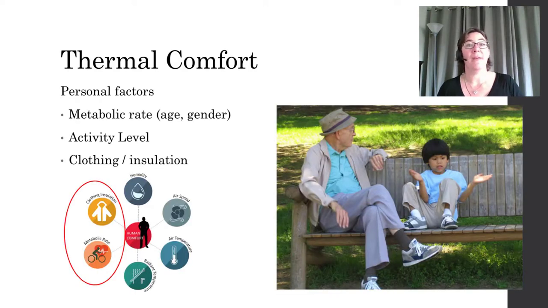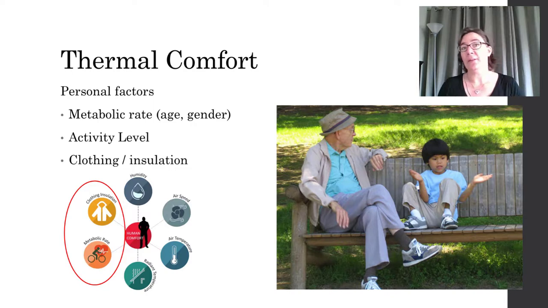So first, personal factors. These are things that are individual to your building occupants. They might be able to be influenced by that occupant or maybe not, but they are not able to be influenced by the architects. All right, and that is metabolic rate, how fast a person burns energy, and this can be affected by age and by gender. Activity level, what that person is doing, are they exercising or are they sitting still? And their level of clothing or the insulation that's on their body.